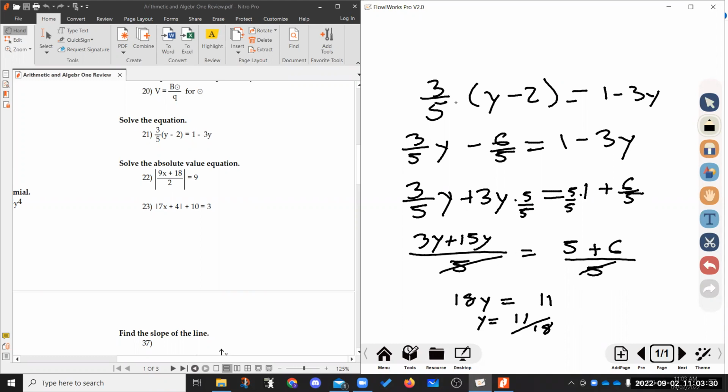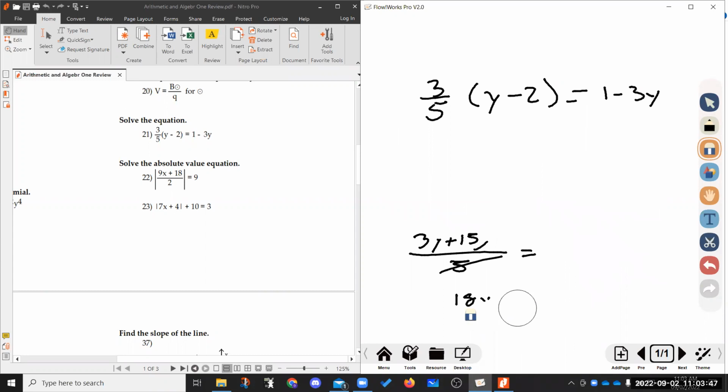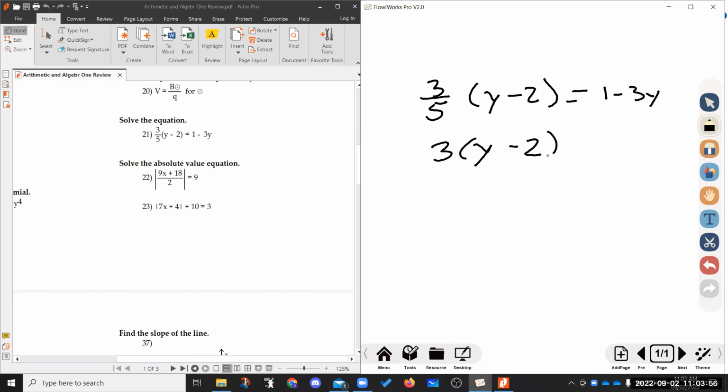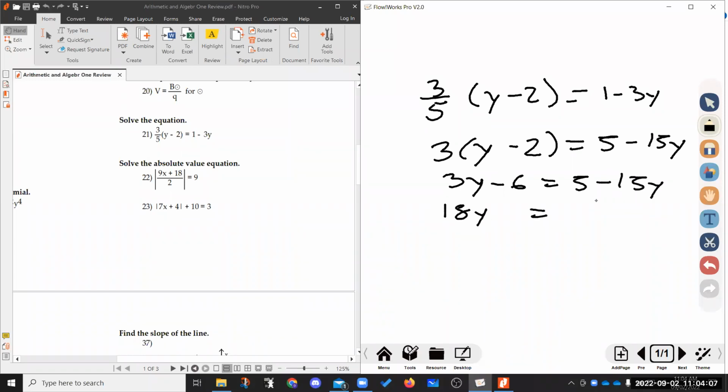If we wanted to, we could have gotten rid of the 5 way earlier up here by multiplying both sides by 5, then distributing the 3. We wouldn't have had any fractions to deal with. So let's just take a look at that, because I know that you probably don't love fractions, because I don't like fractions a whole lot either. Let's multiply both sides by 5 and see that we get the same answer. Now let's bring our y's over to the left. Let's bring our constants over to the right, and we still get the same answer.